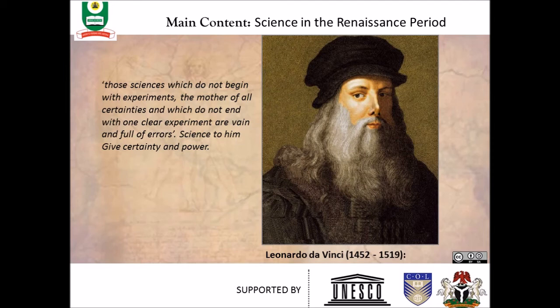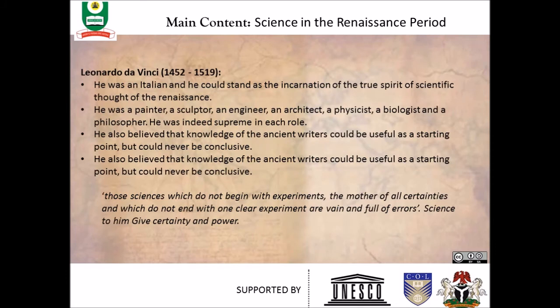He also believed that knowledge of the ancient writers could be useful as a starting point, but could never be conclusive. He opined that mathematics, arithmetic, and geometry gave knowledge that was certain within their domain, and therefore had something to do with reasoning. But true science, he said, began with observation to obtain certainty of knowledge. According to him again, those sciences which do not begin with experiments, the mother of all certainties, and which do not end with one clear experiment, are vain and full of errors. End quote. Science to him gave certainty and power.